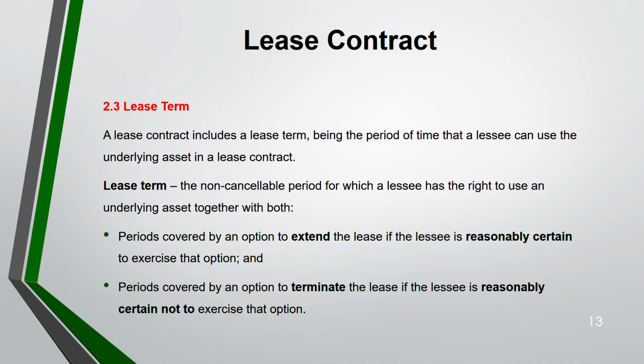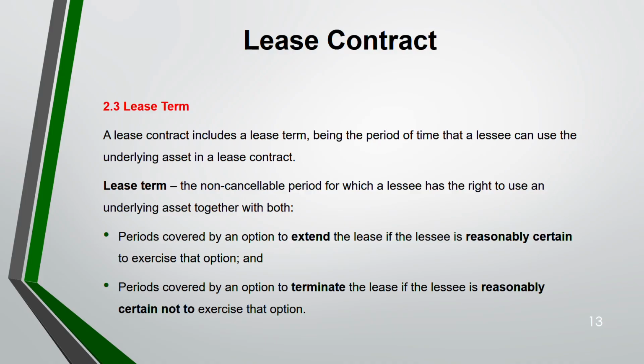So in that lease term, this is included. First one, periods covered by an option to extend the lease if the lessee is reasonably certain to exercise that option, and periods covered by an option to terminate the lease if the lessee is reasonably certain not to exercise that option. That means they might terminate the lease.